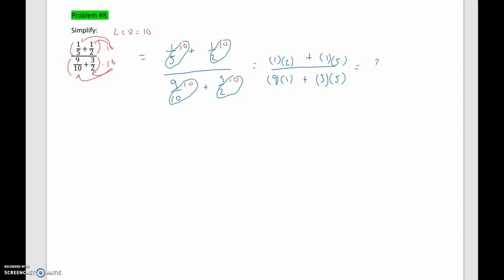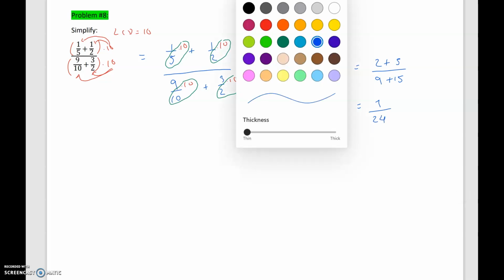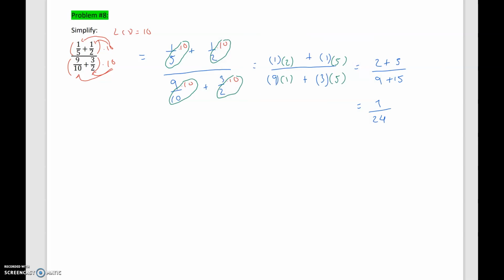So you're going to end up with 2 plus the values of 5 over the values of 9 plus 15, or 7 over the values of 24. And this one doesn't reduce. That would be our final answer. That's actually it for this set of problems.